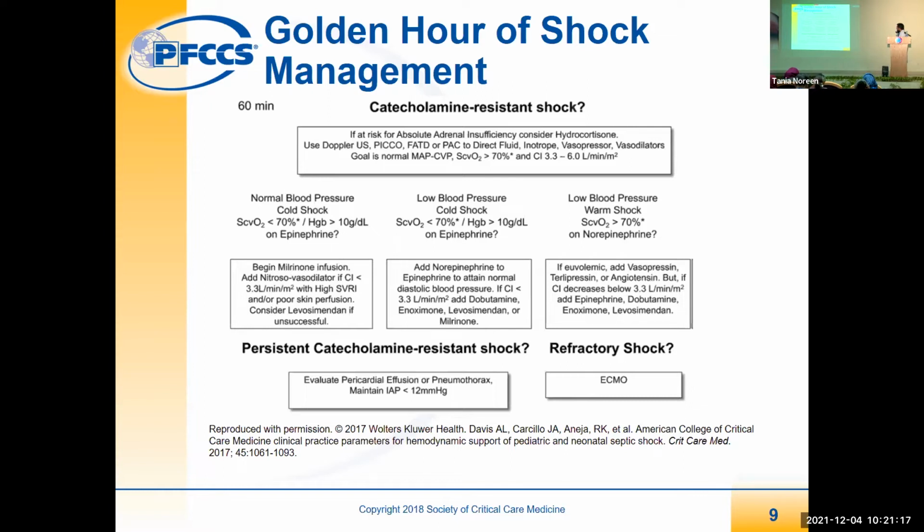So we discussed that actually. Persistent catecholamine resistant shock, refractory shock. Actually, these are not available with us, but in these situations, it is better to consider mechanical ventilation.